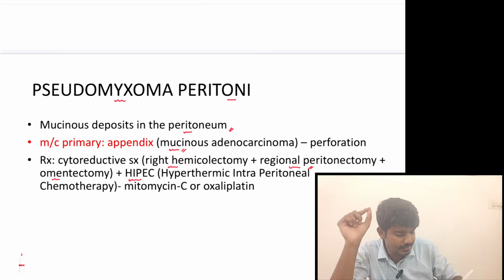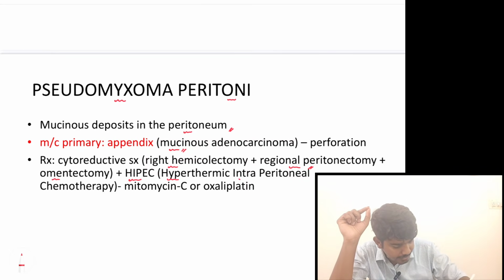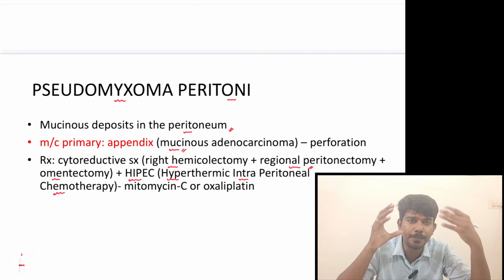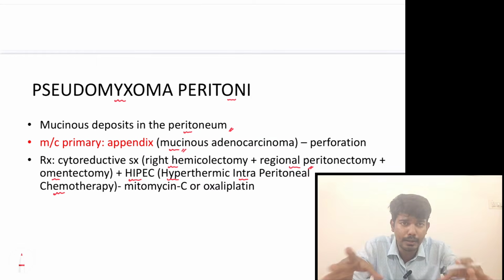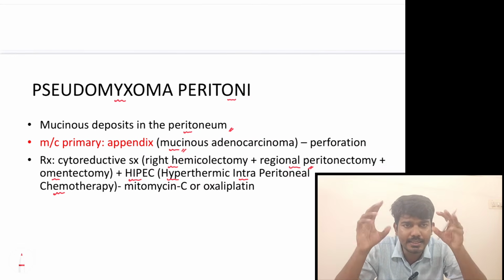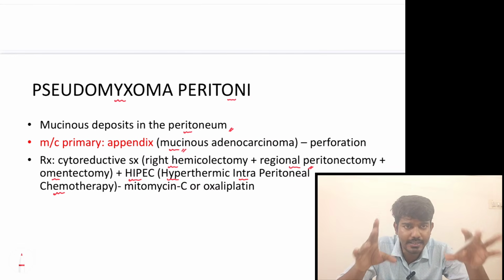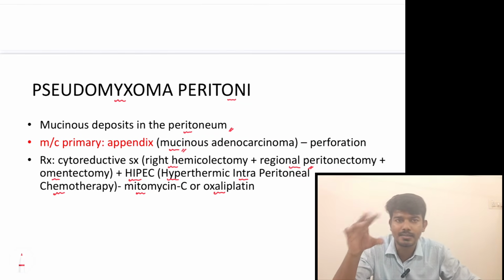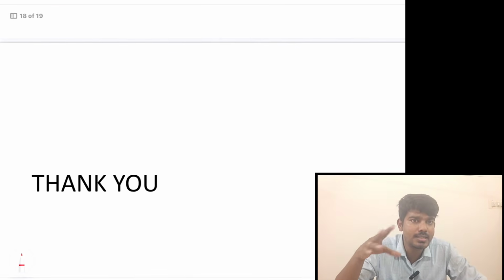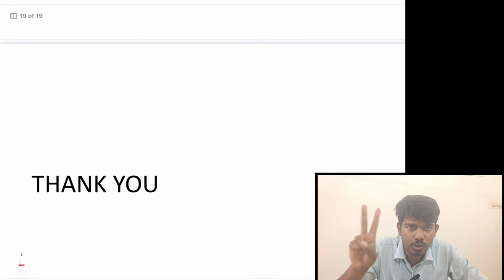What is this HIPEC? It is hyperthermic intraperitoneal chemotherapy. Hyperthermic, at increased temperature, we are going to instill the chemotherapy directly into the peritoneum. Either it is done using mitomycin C or using oxaliplatin. That completes this appendix. So we have 2 questions for you.